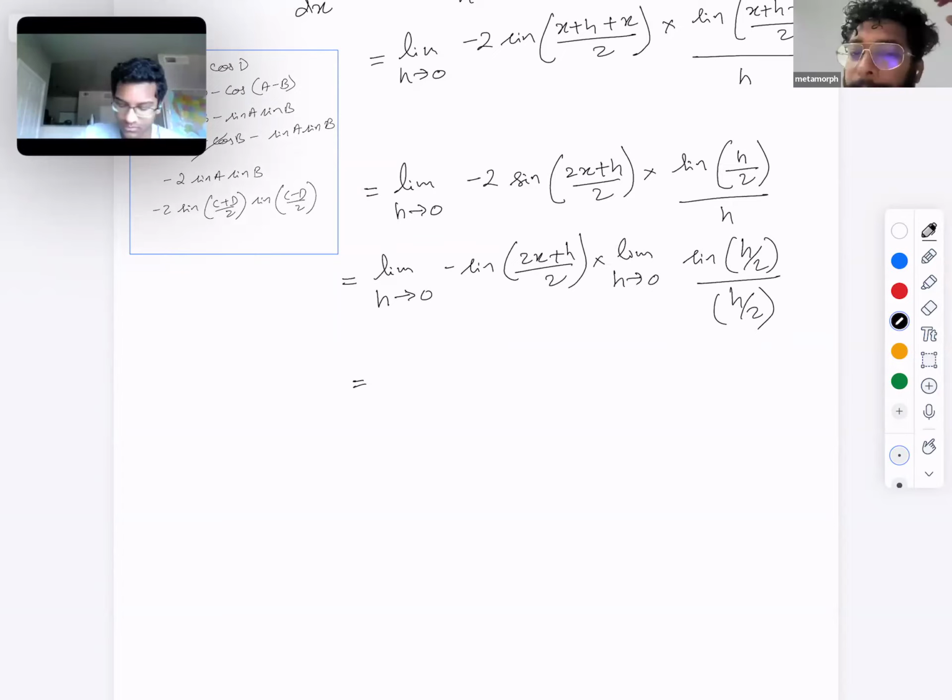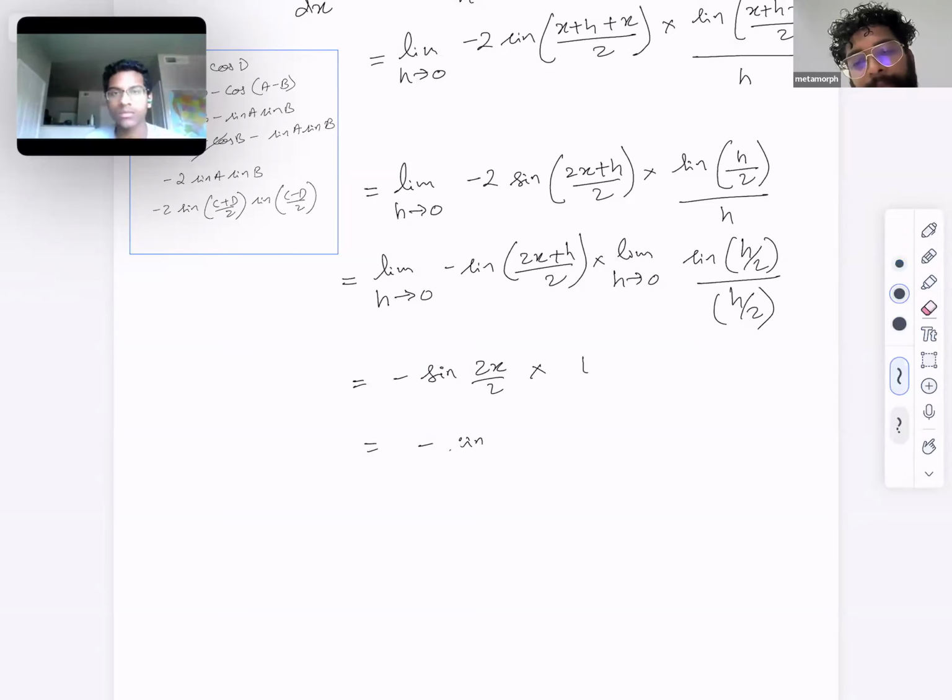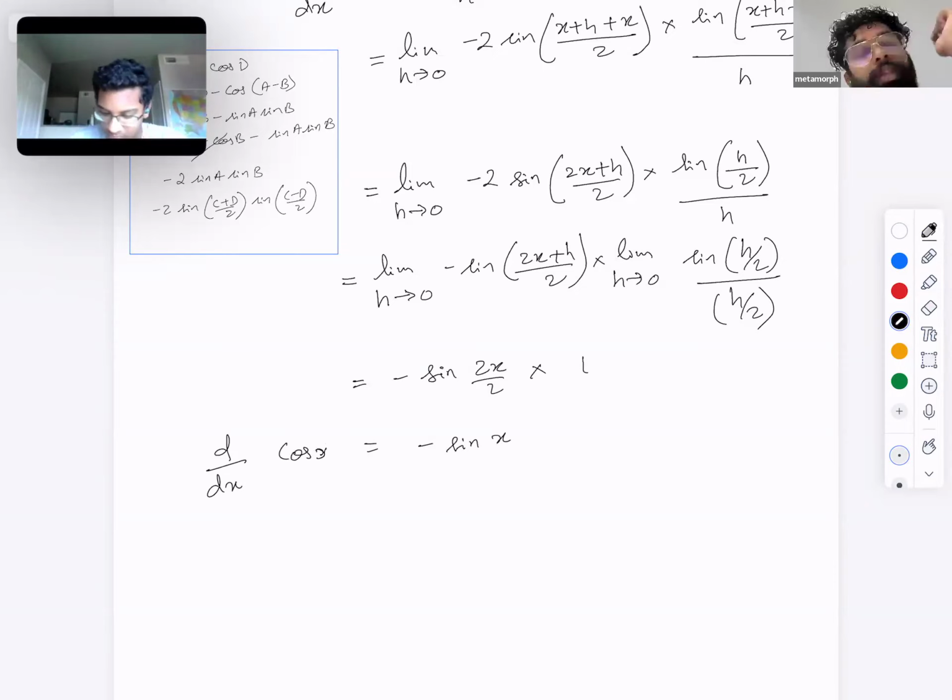And here, when I apply the limit, my h becomes 0. I have negative sine, what is this? Sine x, so that's 2x over 2, multiplied by 1. That gives me negative sine x. Good. So we have two things done now. One is the derivative of sine x, and one is the derivative of cos x. Derivative of sine is cos, and derivative of cos is negative sine.